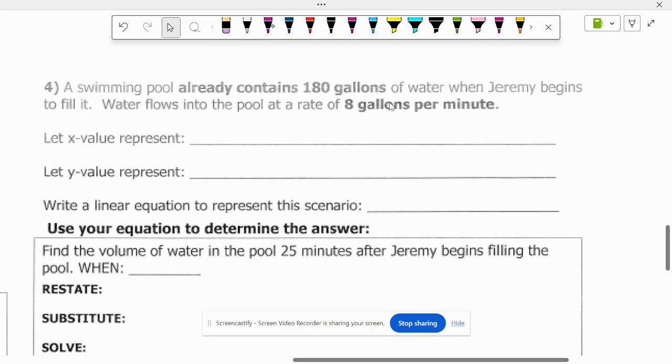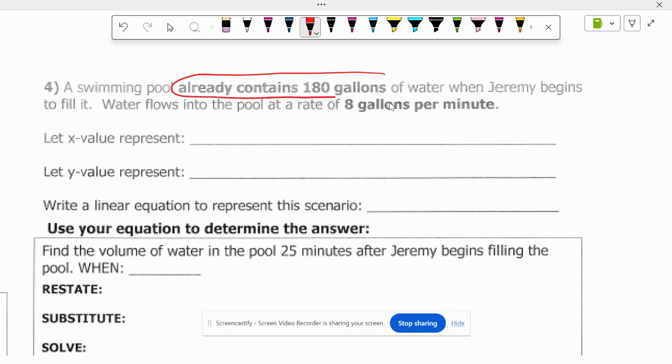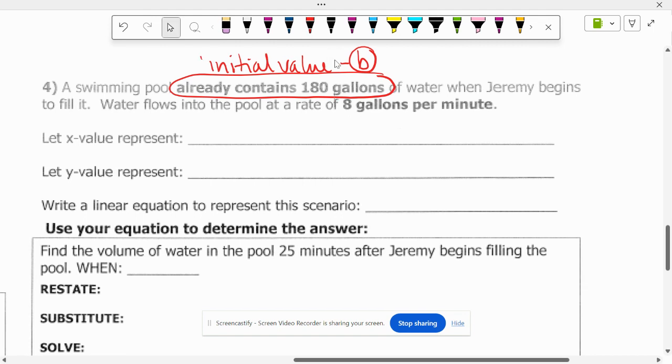A swimming pool already contains 180 gallons of water. What does this represent? Already contains 180 gallons of water. The initial value. You guys are amazing. So I heard the initial value. I also heard y-intercept. So can I put that it means B? You guys good with that? Okay. So it already contains 180 gallons of water when Jeremy begins to fill it.